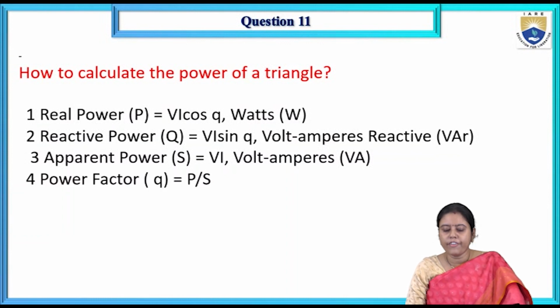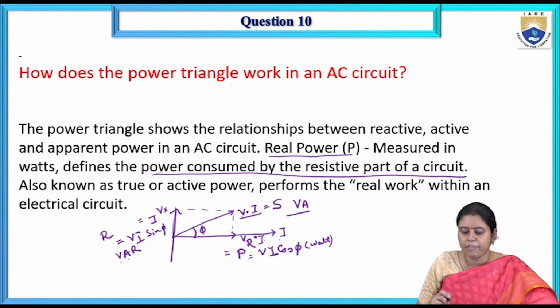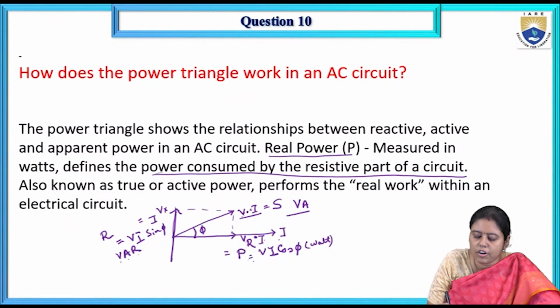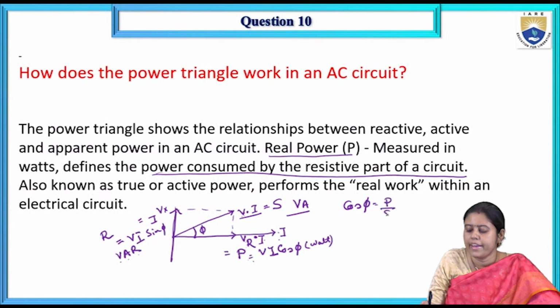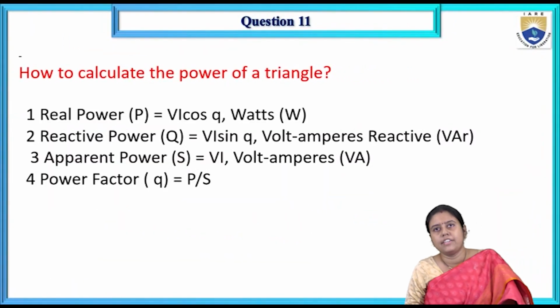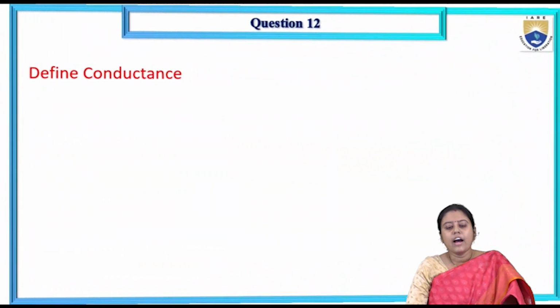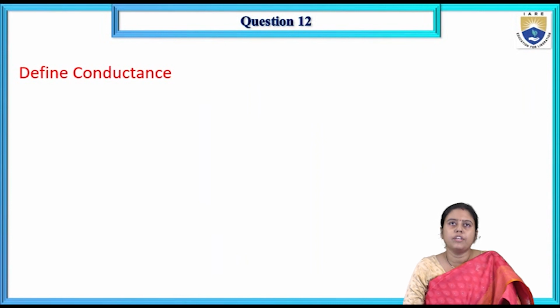And what is the power factor? From here you can see the angle phi. This is S. So what is power factor? Power factor we write as cos phi, which is equal to P, the active power, divided by S. So you can see here the power factor is equal to P by S.